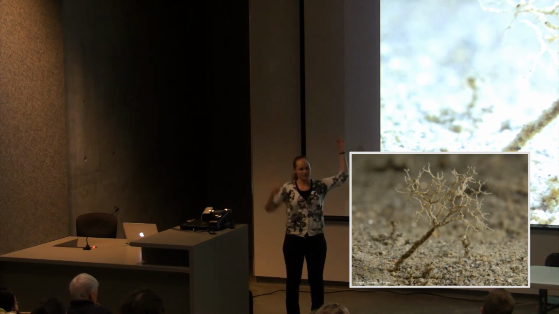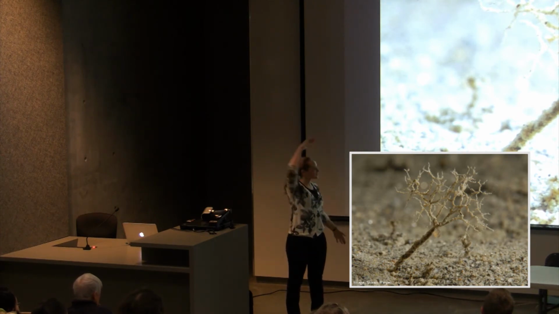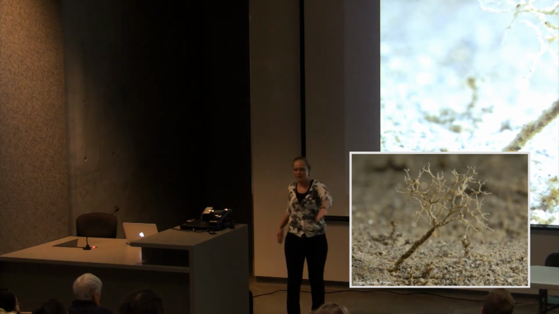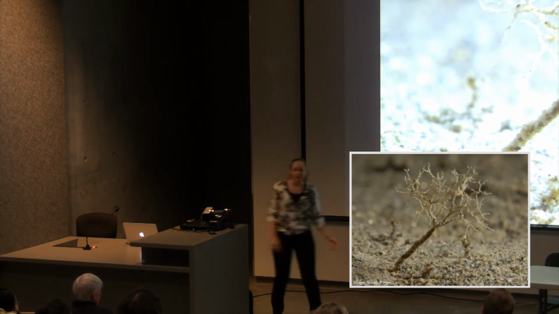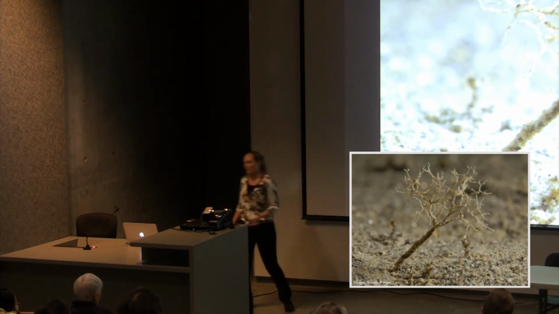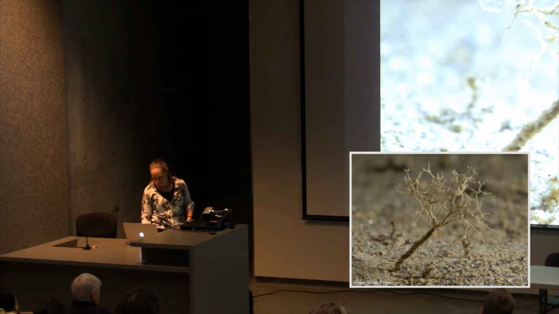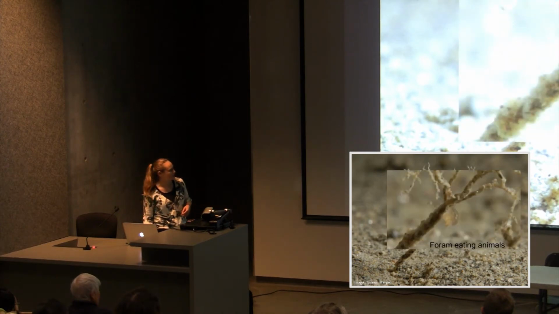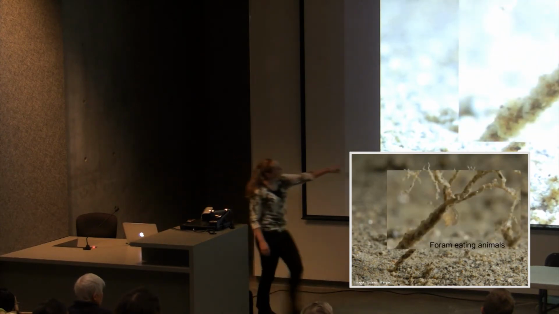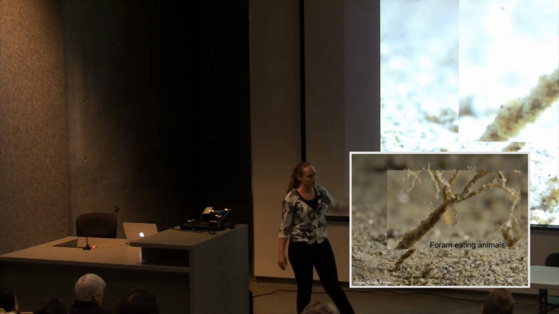So it's glued together all these sand grains, and then it hangs its pseudopods all off of the tree, sort of like a spider web, and uses them really similar to a spider web to catch its prey, its dinner. So this one is also predatory, and it's caught this little mysid shrimp.